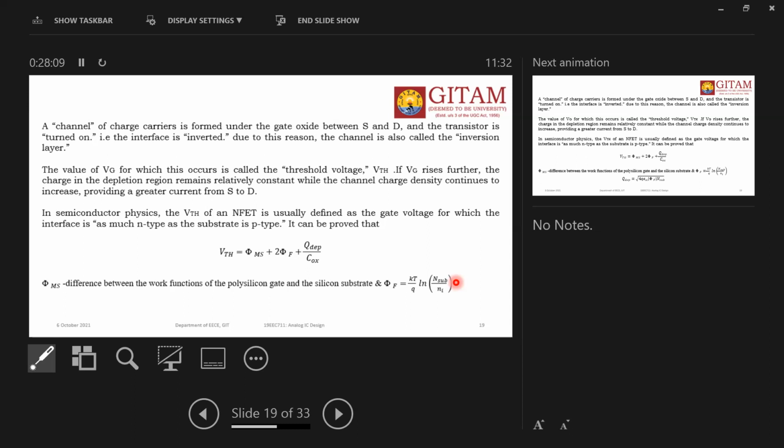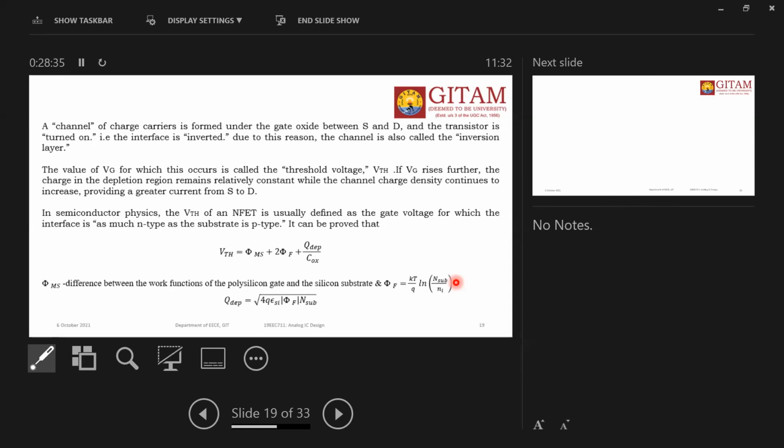If you want to find the threshold voltage of a device, you can substitute all these constants and values, and then you will get the VTH required for the PMOS transistor, and this much VTH is required for the NMOS transistor. Whenever the gate potential is more than this VTH, only then will your device conduct. Otherwise, the device will not conduct.